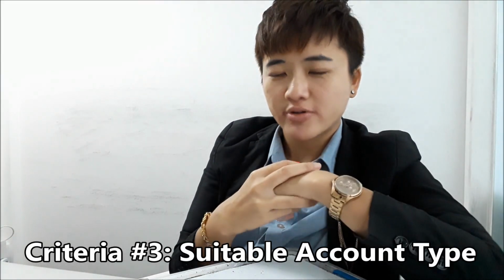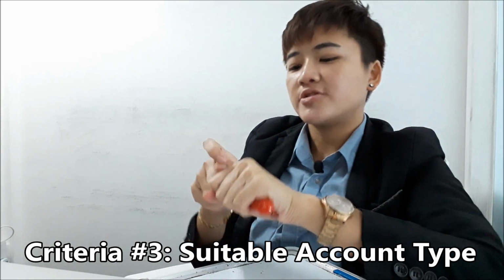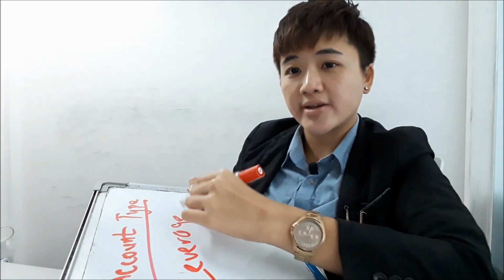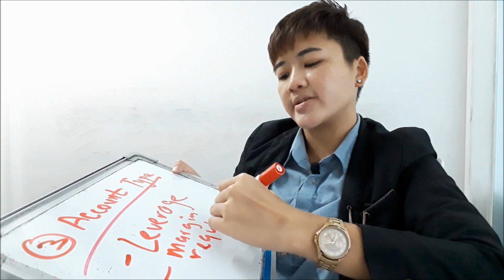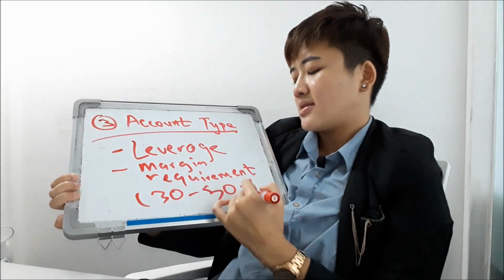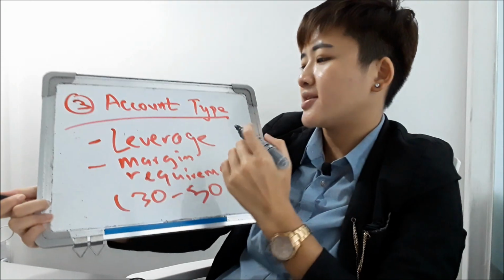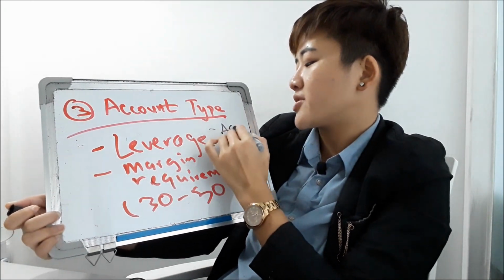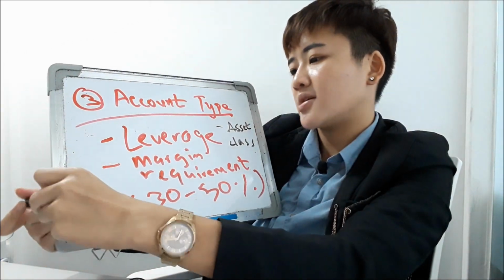And the third criteria that you need to make sure of is that your broker offers the account type that suits your own personal trading style. What do I mean by that? You need to find a broker that offers the kind of leverage that you are looking for. And also you need to make sure that your broker offers the margin requirement that you are looking for. So a good level is between 30 to 50%. But of course, depending on the individual, it might be less, might be more. If you're somebody who, just like me, trades and invests in different asset classes, you need to make sure that your broker offers the asset class that you're invested in or that you're trading in.